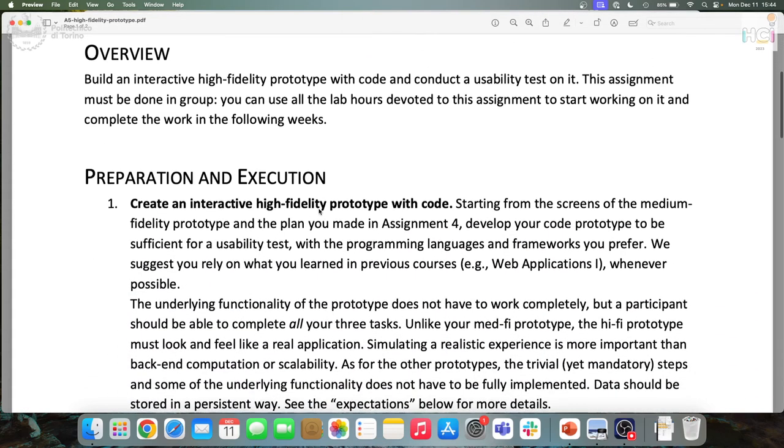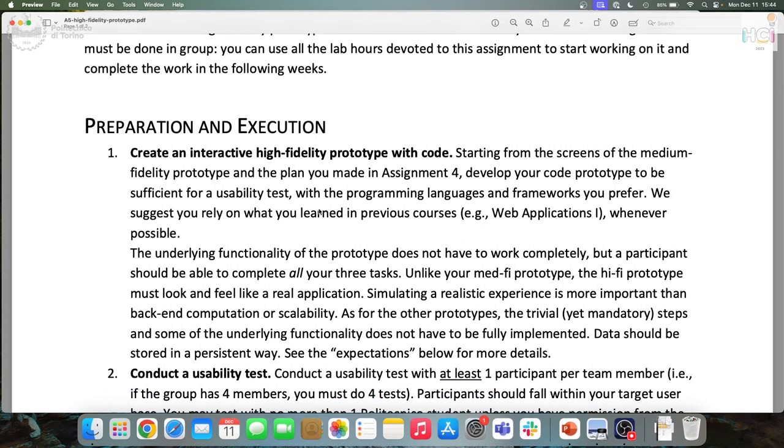So what you need to do? You need to create a high fidelity prototype with code, starting from the outcome of assignment 4. So you will have already redesigned something, and you will already have a plan of how to fix the violations that you have found. And you can pick again whatever programming language you want. We have some examples here, we will discuss tomorrow, but there is no limit. You can do whatever you prefer as programming language. We are not forcing you to use any technology specifically. You should work with what you know and what is better suited for the problem at hand.